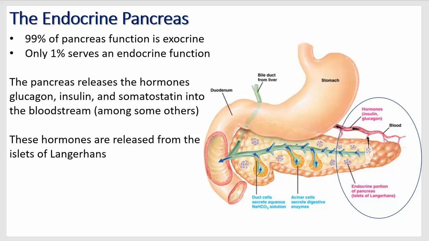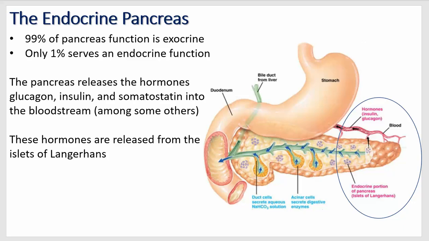And so you can see the exocrine function. You have the production of these enzymes, then it moves through the pancreatic duct, joins up with the common bile duct, and is secreted into the stomach.